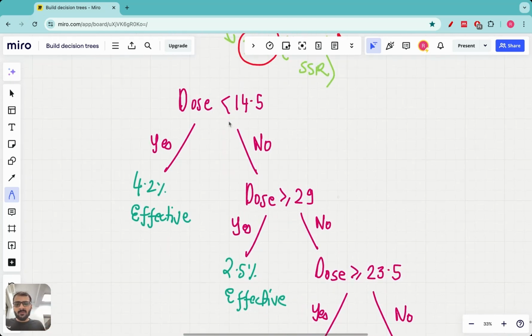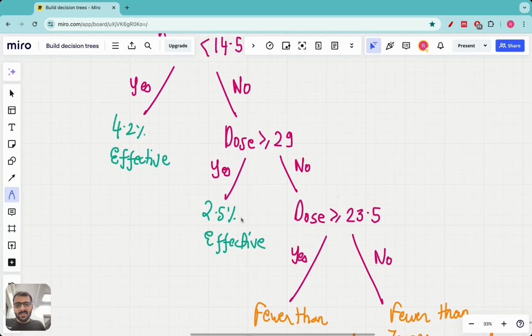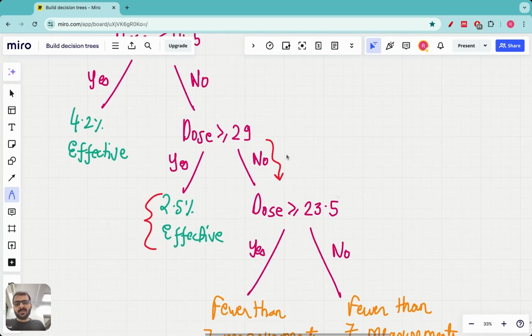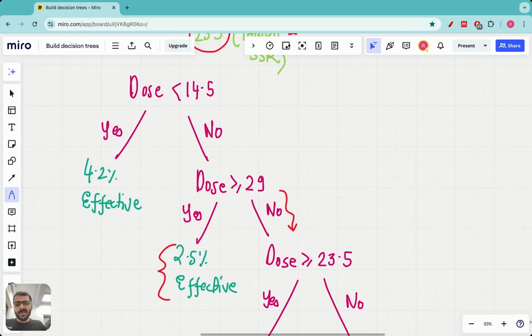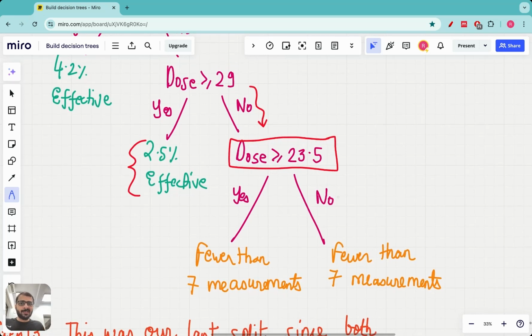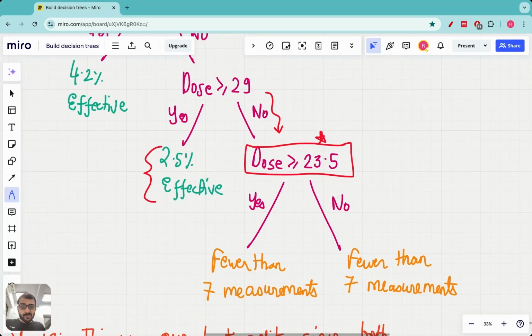So we are here right now. Dose greater than 29? Yes, we already saw that was a leaf, 2.5% effective. But if it's no, which means if dose lies between 14.5 and 29, then we are going to do one more split. And for that, the threshold which we are going to be using is 23.5, because that has the lowest sum of the squared residuals. So the next decision condition is dose greater than 23.5, and if it's yes, we do something, and if it's no, we do something. Now let's see what that something is. Do we need to split further?